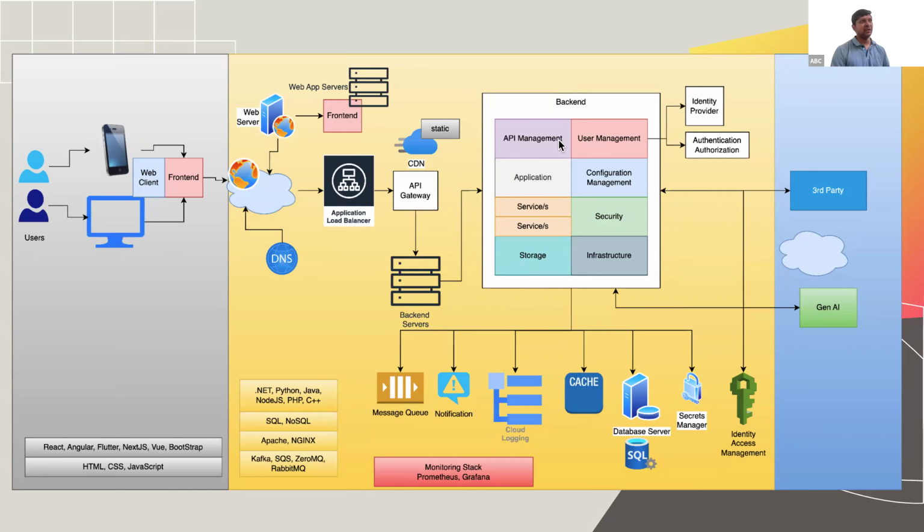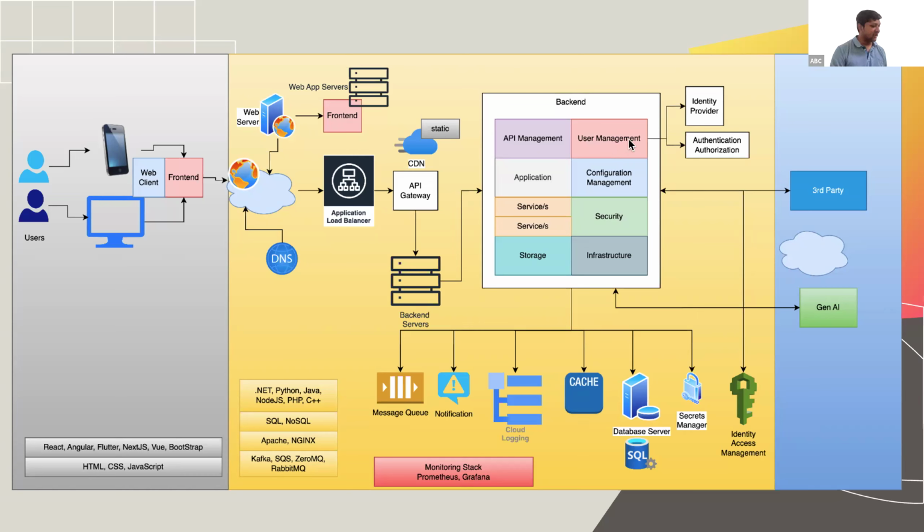There is API management, there is application code which would eventually use multiple services. There is a storage. This storage will make use of something like your database server. It will connect to the database server. It could be a SQL or NoSQL server. There could be a cache. And there is a user management.